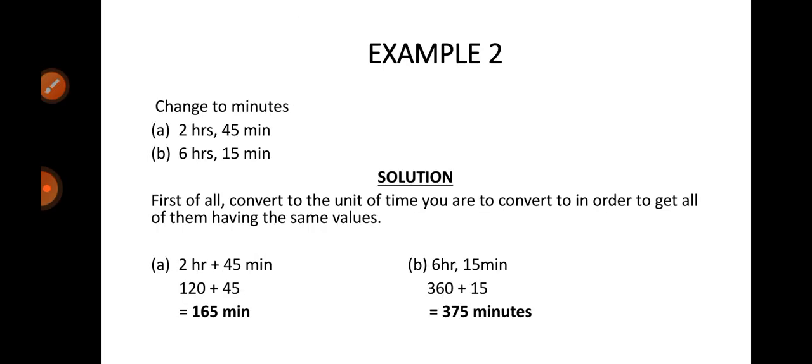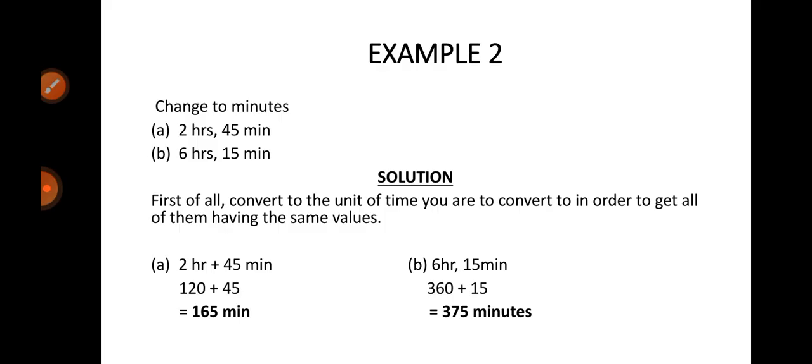Now, the second example says, let's change to minutes 2 hours and 45 minutes. It's the same thing, but in this one we add both hours and minutes. The other one we were just converting seconds to hours, seconds to minutes, minutes to seconds. But this one now we have hours and minutes together to be converted. Change 2 hours and 45 minutes. Change 6 hours and 15 minutes. That we should change it to minutes.